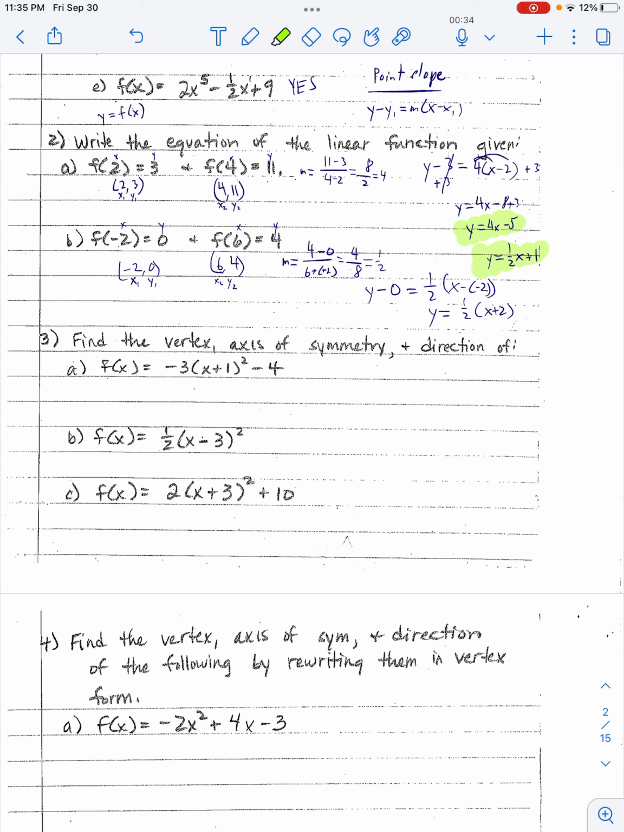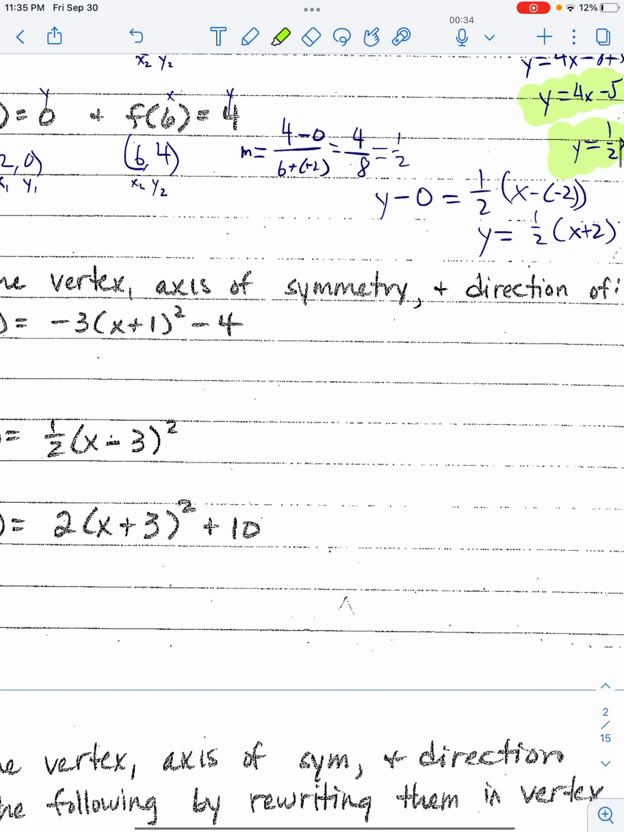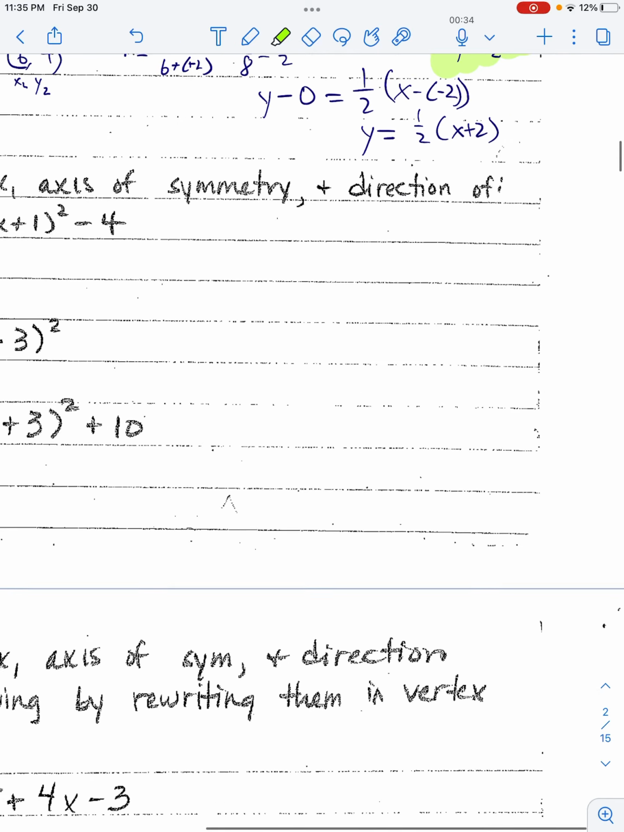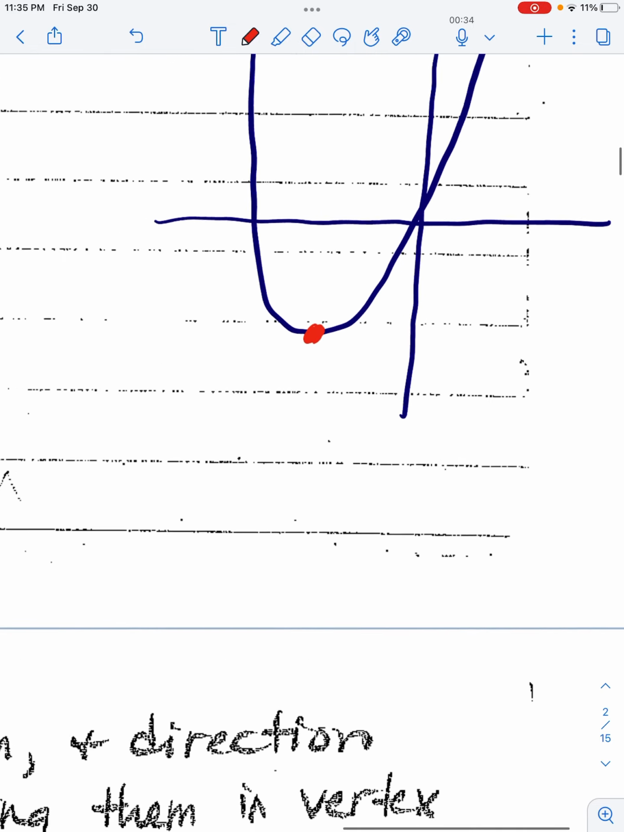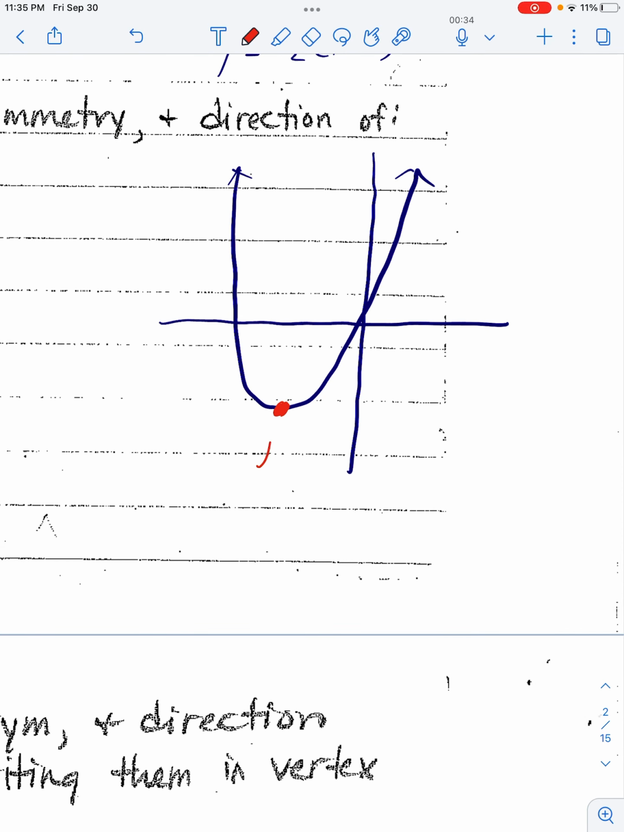Okay? Now, moving on to quadratics. Number 3, find the vertex, axis of symmetry, and direction, okay? Here's what those terms mean. So if I have a parabola, let's say I have one like this. The vertex of my parabola is going to be the point, right? The parabola looks kind of like a horseshoe. It's going to be the point at the tip of the horseshoe, the very end of the horseshoe, right there. Okay, that's the vertex.